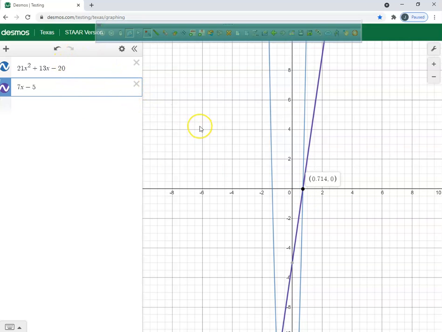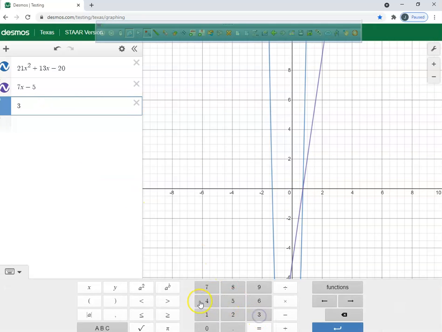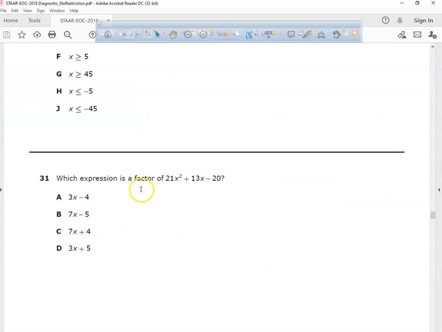Yes, that's how you find it in Desmos. Whichever one passes through the x-intercept is your answer. Give me one wrong answer. 3x, was it 3x plus 4? Oh, the plus 4 was the correct answer. Minus 4. See how that does not pass through the 0. And that's what you guys got to do. You got to find the factor that passes through 0. So the answer was B.